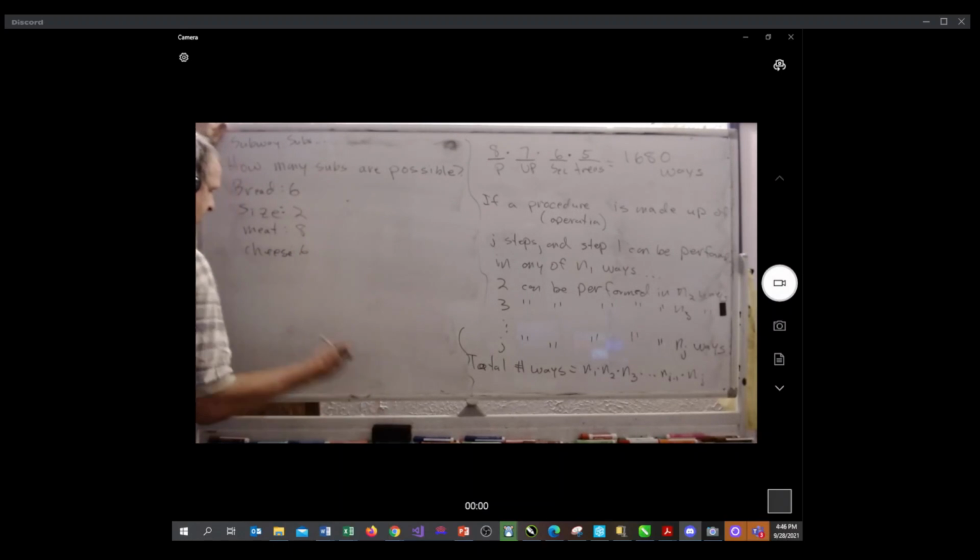What's next? Veggies. For this example, it's really a binary thing. You can get lettuce or not. You can get tomatoes or not. You can get olives or not. You can get onions or not. So it's really 2 raised to the number of veggies they have.